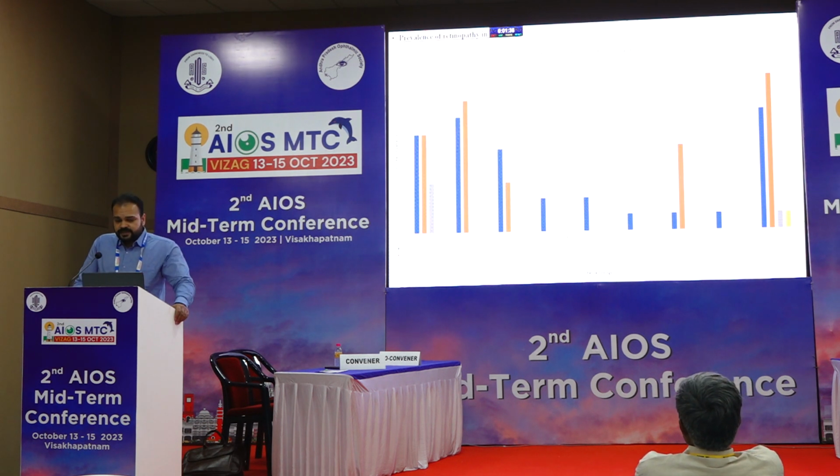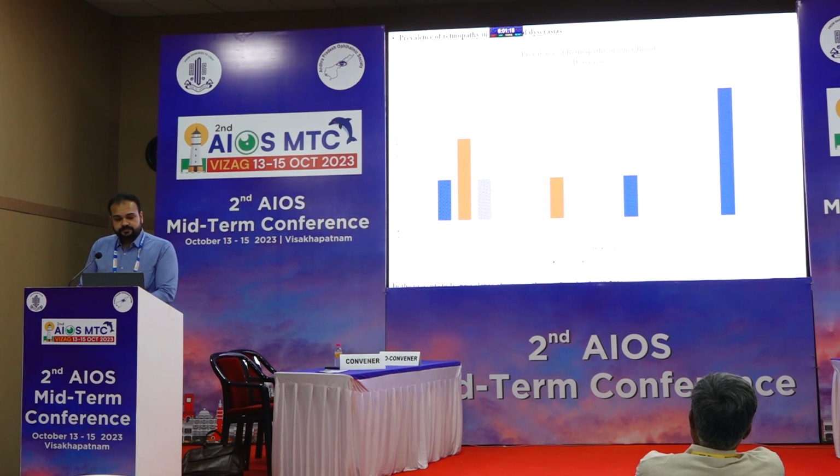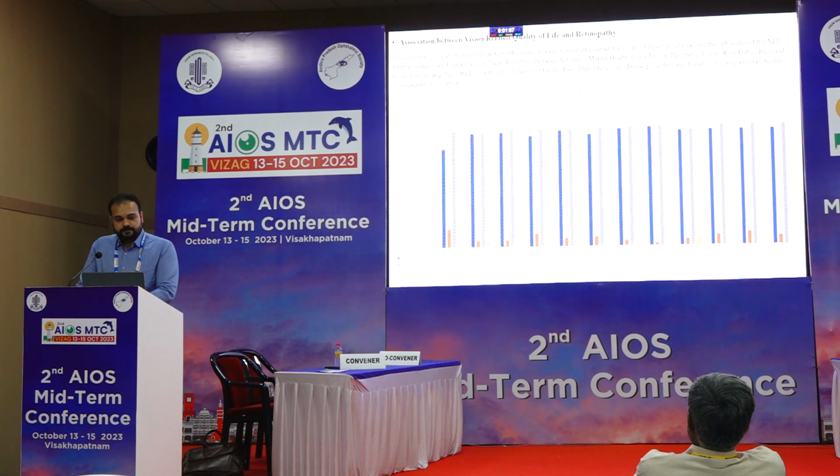Regarding the prevalence of retinopathy in leukemia, in AML and ALL the most common finding was venous tortuosity and dilatation, followed by white-centered hemorrhages, then intraretinal hemorrhages and vitreous hemorrhage. In thrombocytopenia, the most common retinal finding was venous tortuosity and dilatation. In other blood dyscrasias, venous tortuosity and dilation was also the most common retinal finding.